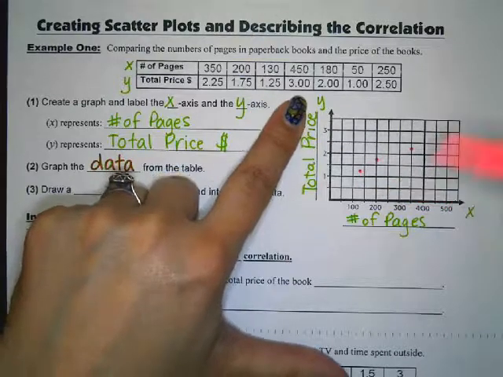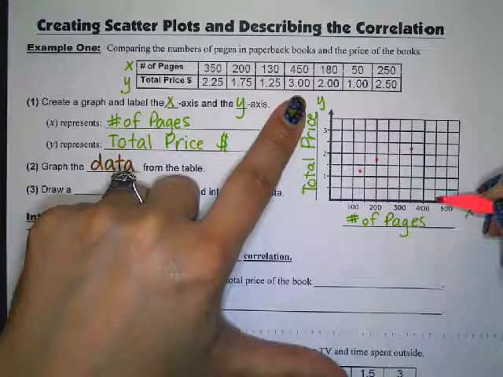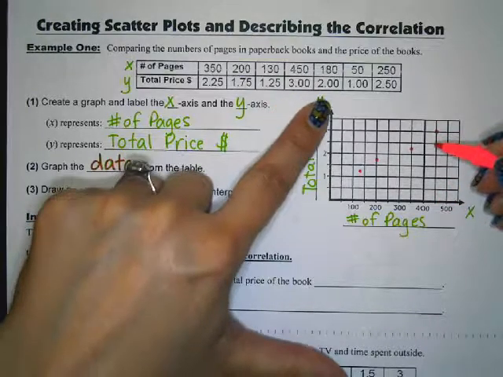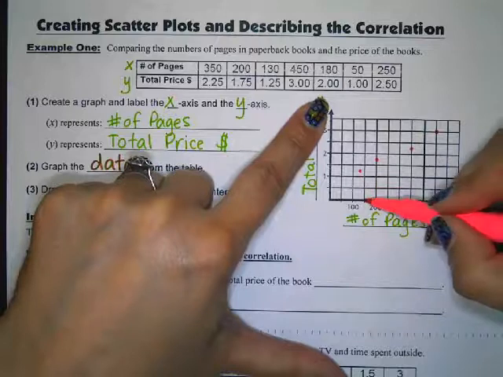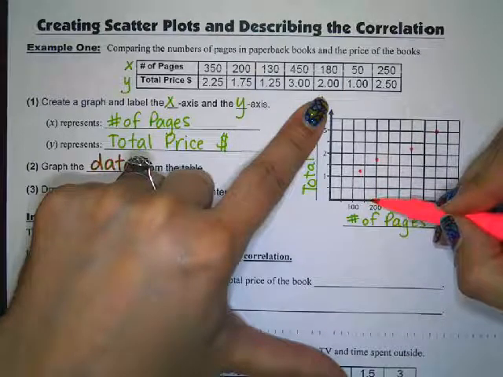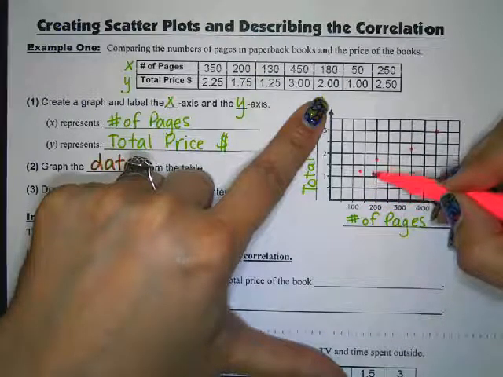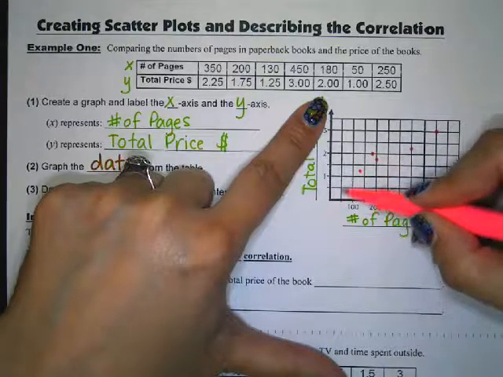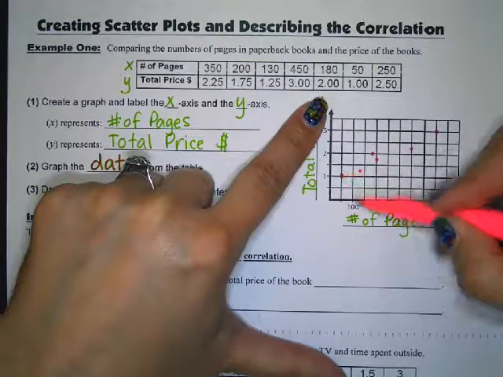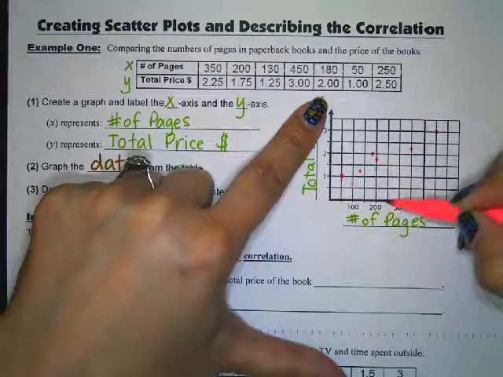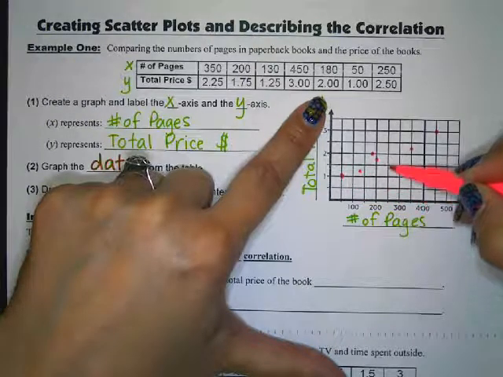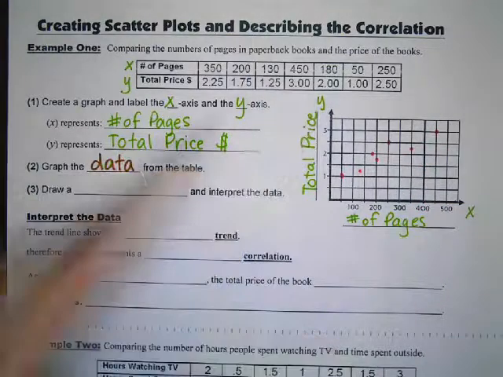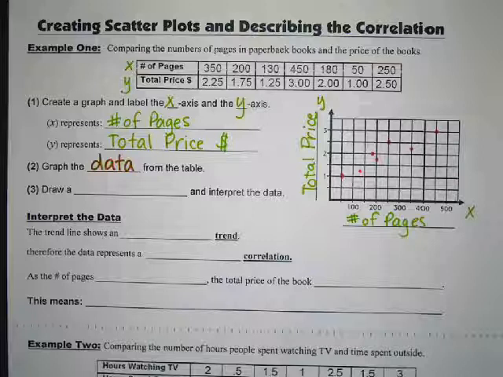The next one is 450 and up to 3. Then we have 180. So there's 150, 60, 70, 80, about here, up to 2. Then we have 50 and 1, and then 250 and $2.50. This is right here. Okay, so we have all of our points plotted now.